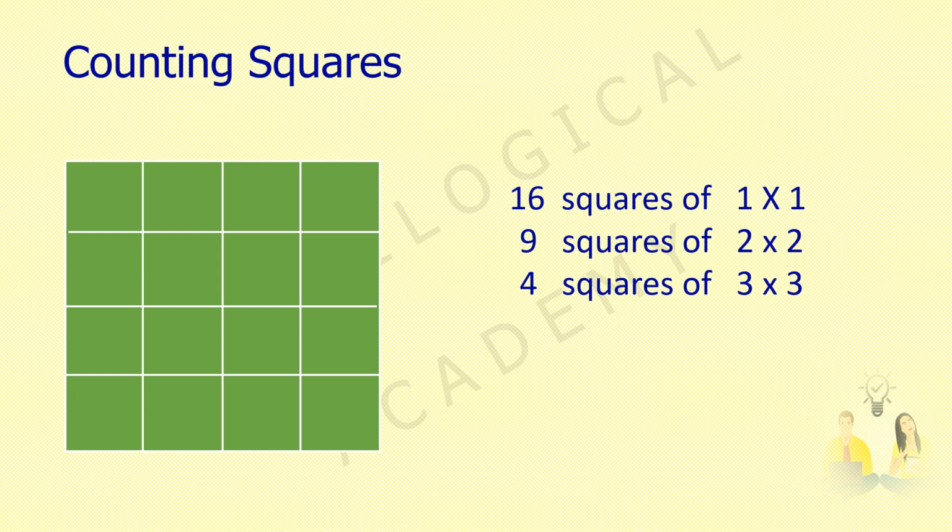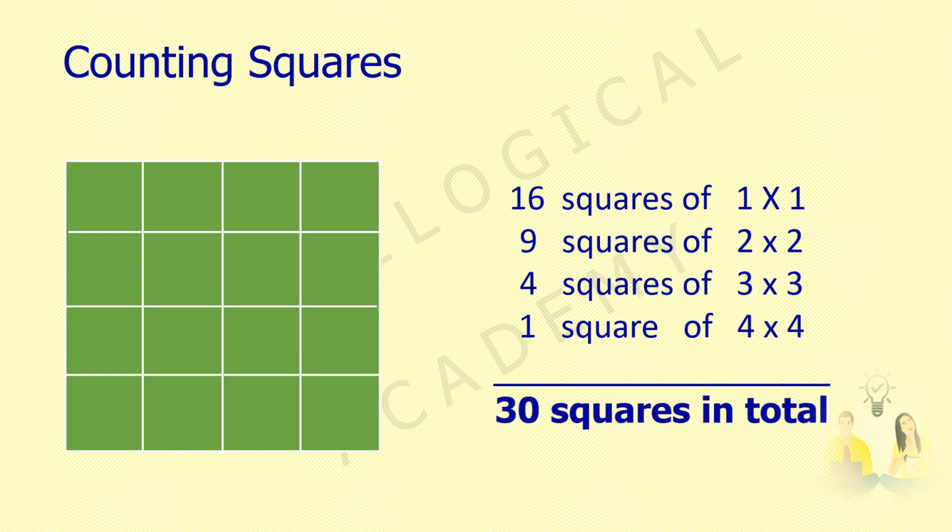For 4 by 4, we'll have the perfect square which is just less than 4, which is 1. So we have one square of 4 by 4. We cannot have a bigger square in this because the grid itself is 4 by 4. So in the next step, the next perfect square is 0 squares of 5 by 5. So our total is 30 squares in total.